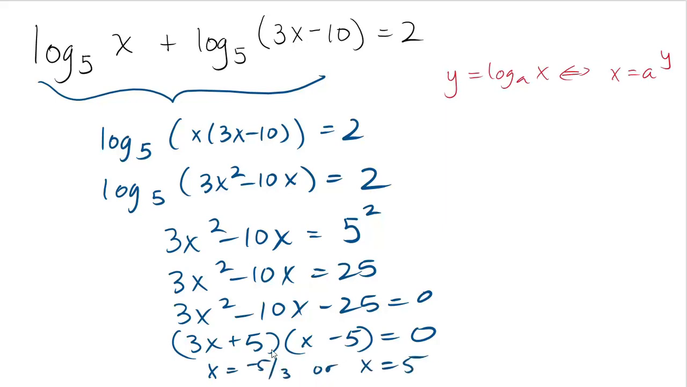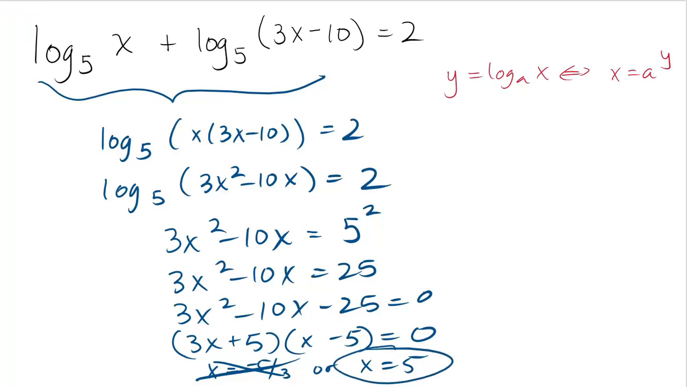But notice that negative 5/3 isn't an allowable input to the first expression. You can't plug it into the second one either. Negative 5/3 isn't actually a solution. x equals 5 is okay. In fact, we'll check it all the way through. Log base 5 of 5 would be 1. In the second expression, 3 times 5 is 15. 15 minus 10 is 5. That's also log base 5 of 5. That's also 1. And at this point in your mathematical career, you probably know that 1 plus 1 equals 2, so this really is a solution.